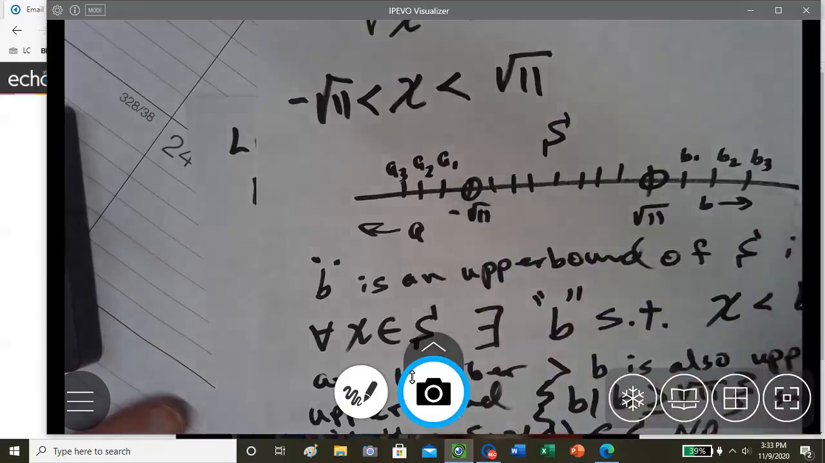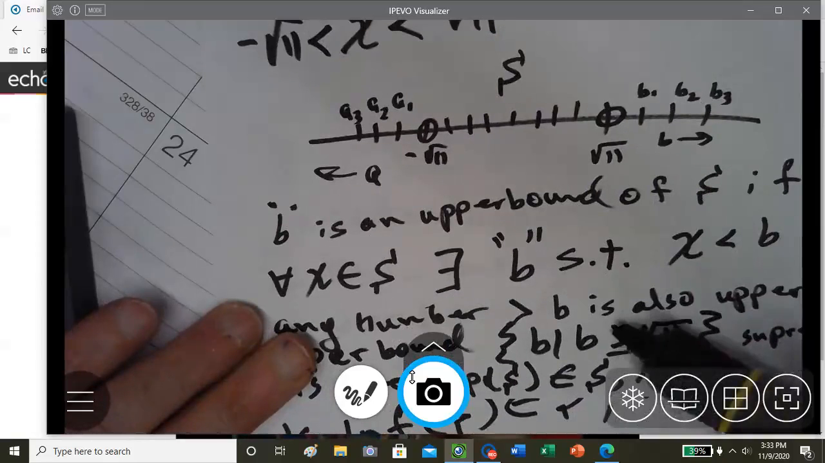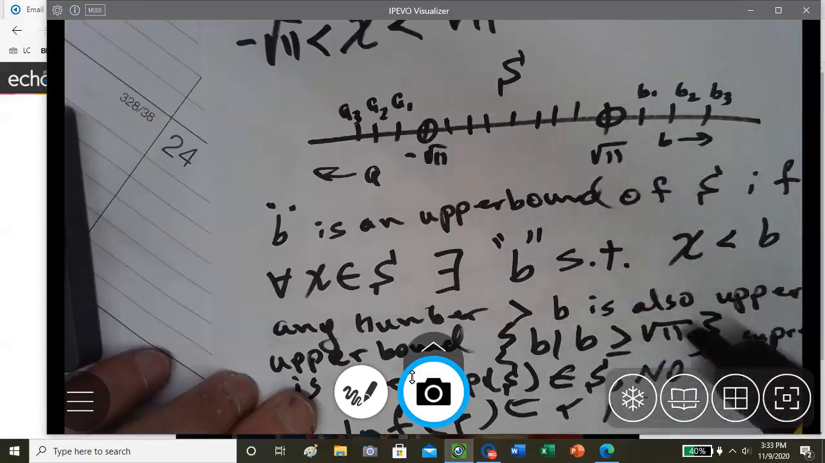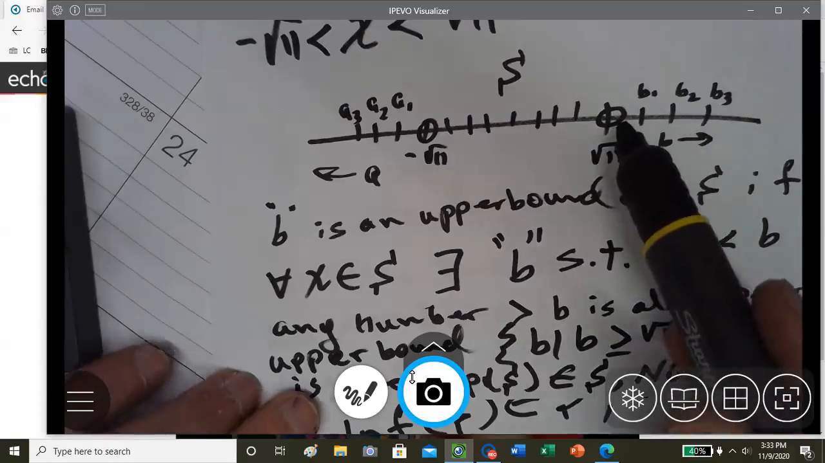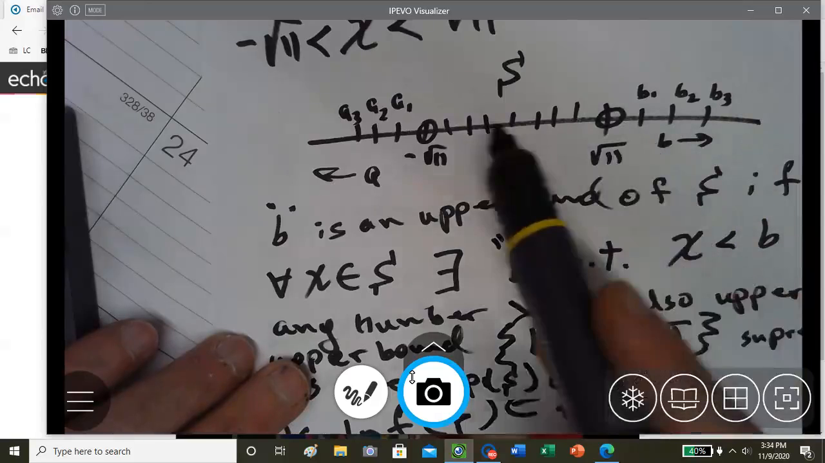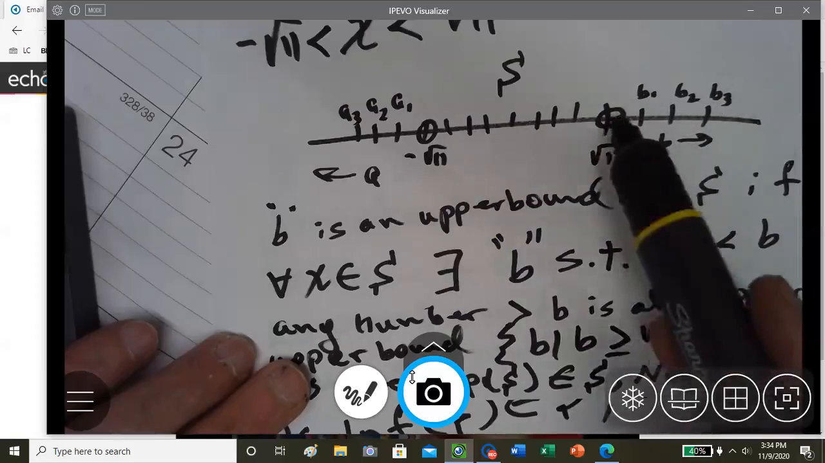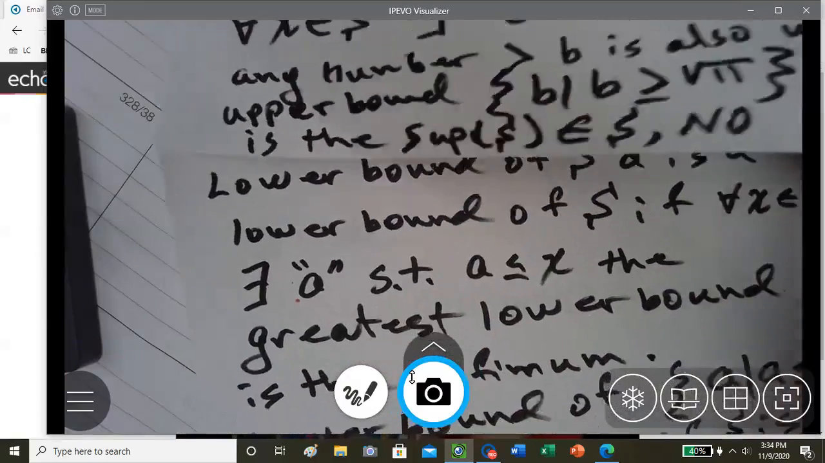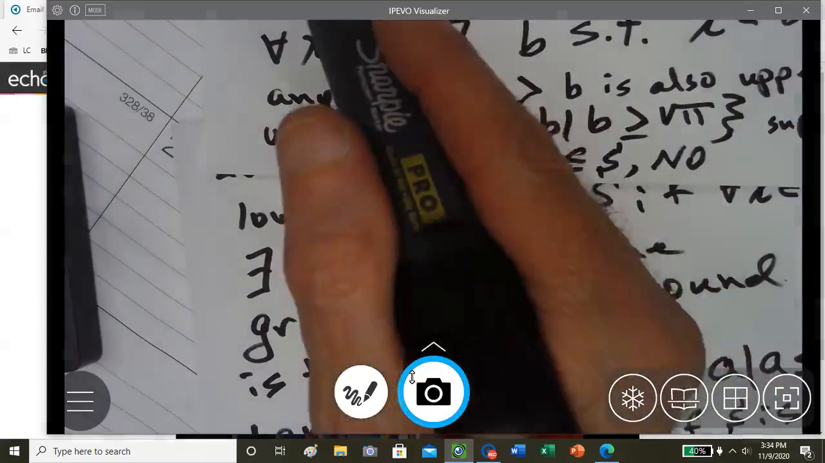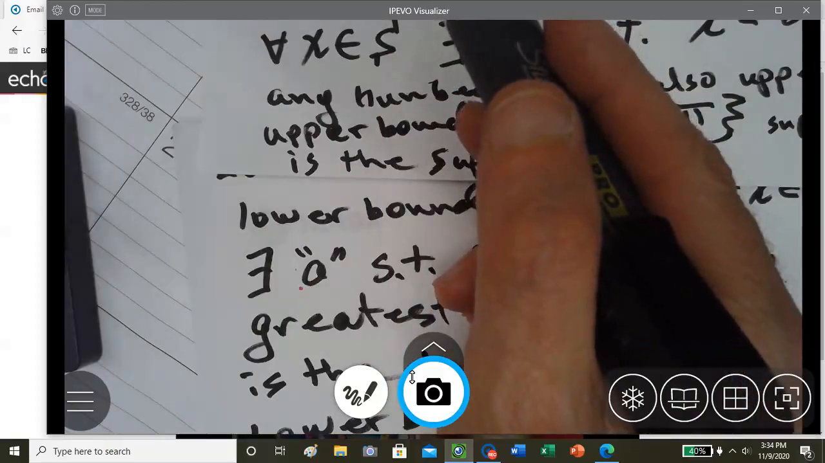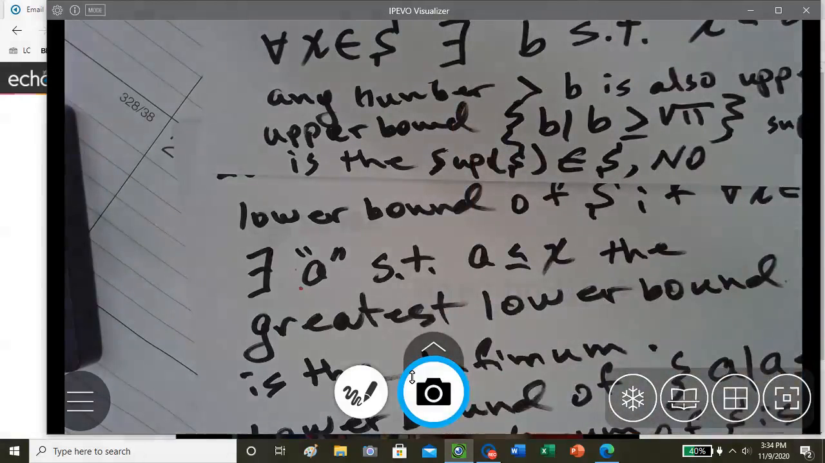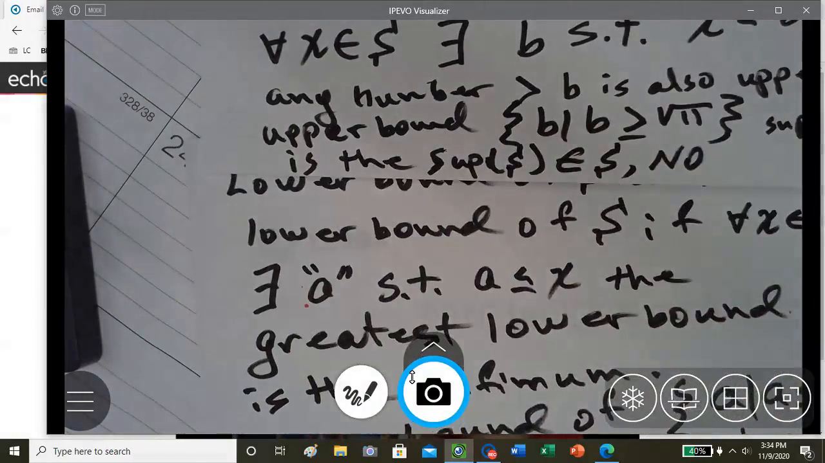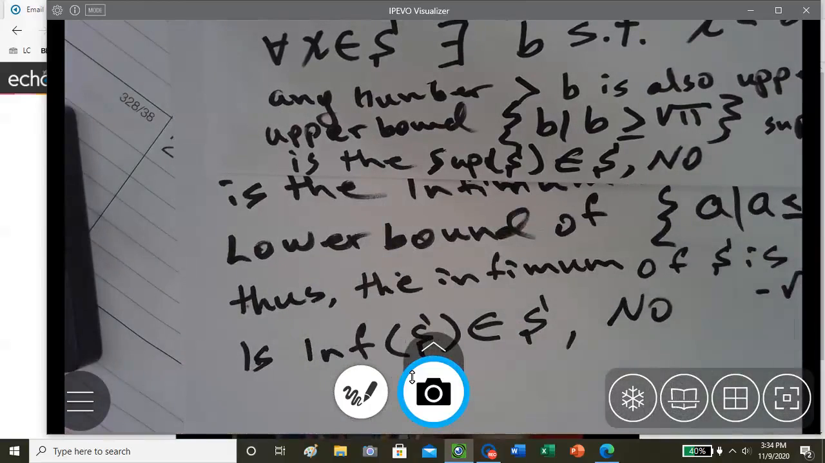Okay, so the reason why this is greater than or equal to for the upper bound is because all elements in B would include square root of 11, because B is the upper bound. So square root of 11 is the lowest upper bound, but it's not in set S. So it is included in the upper bound, but not in set S. So that's why it's greater than or equal to. And so for here, A is less than or equal to x because A is part of the lower bound. So negative square root of 11 is the greatest lower bound. And so that's why it's less than or equal to, because it's included in the lower bound, but it's just not included in set S. Okay, so that concludes this video.